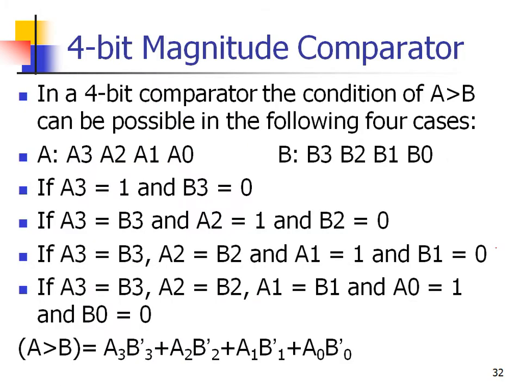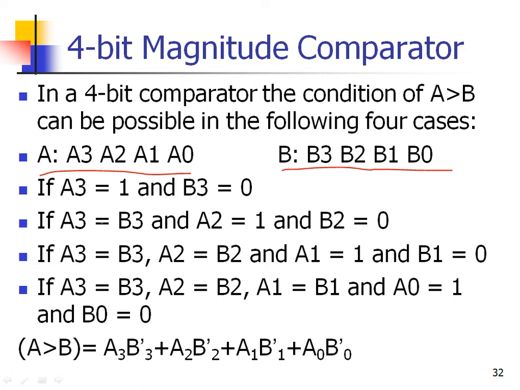And if you go for a 4-bit magnitude comparator, the condition for A greater than B can be possible in the following 4 cases. Let us say your A is 4-bit, A3, A2, A1 and A0, and B is 4-bit, B3, B2, B1 and B0. In this case, if A3 is equal to 1 and B3 is equal to 0, that is one condition in which A is greater than B.